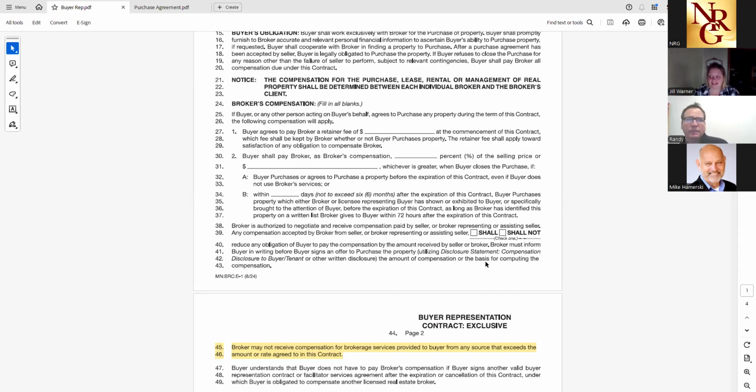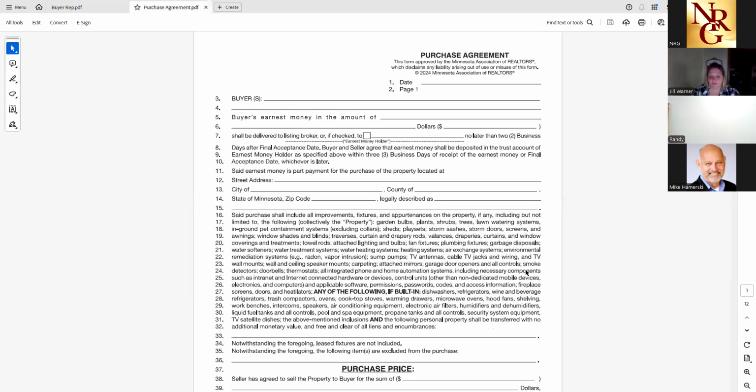Perfect. Any other questions about the buyer representation contract? Okay, we're going to move on to the purchase agreement then. So basically what I did with this is, again, this is the copy that everybody got, so we're just going to kind of skim through, but we're going to go over that highlighted area.